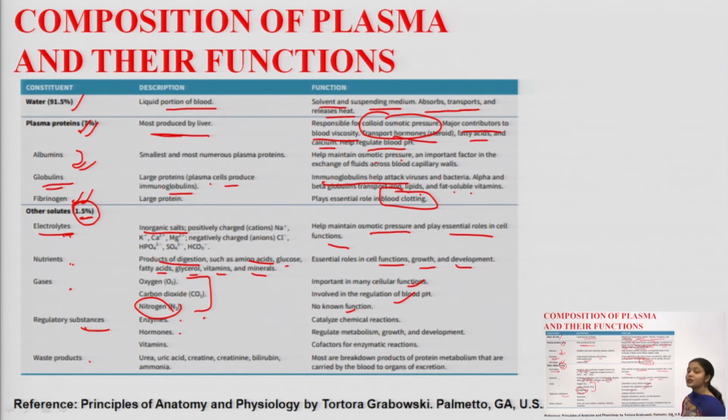Hormones regulate metabolism, growth and development. And the vitamins are the cofactors for enzymatic reactions. Now the waste products: urea, uric acid, creatine, creatinine, bilirubin and ammonia. These waste products should be eliminated from your body, and they are the breakdown products of your protein metabolism, and they reach the organs of excretion only through your blood.